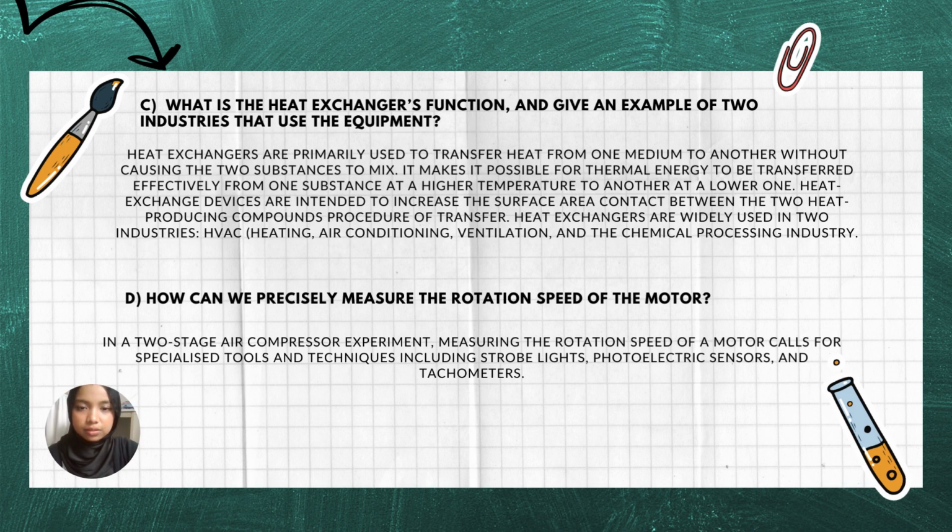For the third question, what is the heat exchanger's function, and give an example of two industries that use the equipment. Basically, heat exchangers are primarily used to transfer heat from one medium to another without causing the two substances to mix. It makes it possible for thermal energy to be transferred effectively from one substance at a higher temperature to another at a lower one. Heat exchange devices are intended to increase the surface area contact between the two media for the transfer. Heat exchangers are widely used in two industries, which are HVAC and the chemical processing industry.